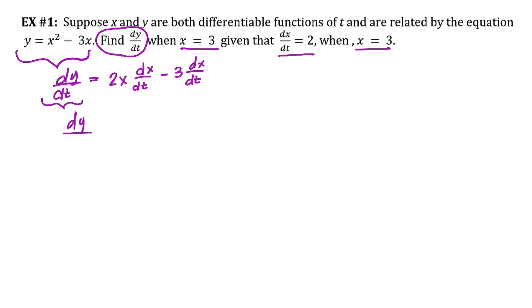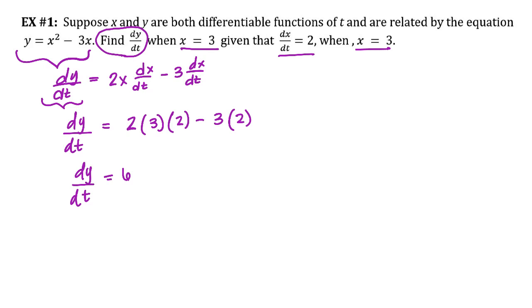So we have dy/dt equals 2 times, and our given x value is 3. Our given dx/dt value is 2. And then we have times 3 times 2 again. Notice when we find dy/dt, we're going to end up with 12 minus 6, or we're going to have 6. And as far as notation here, let's go ahead and be practicing this as well. This is evaluated at x equals 3. That would be a better notation for that.